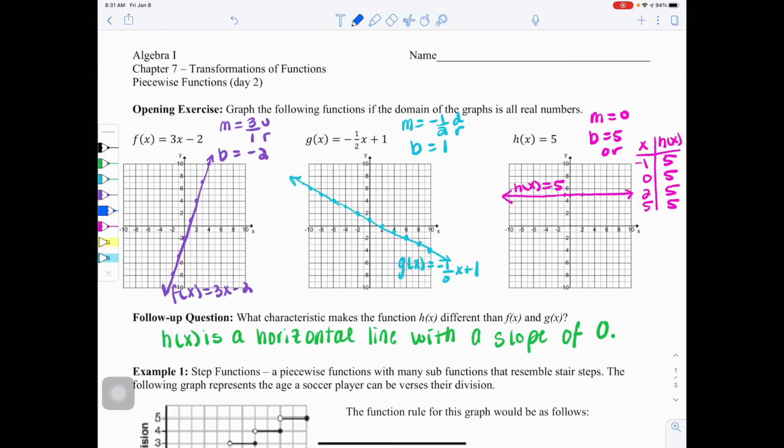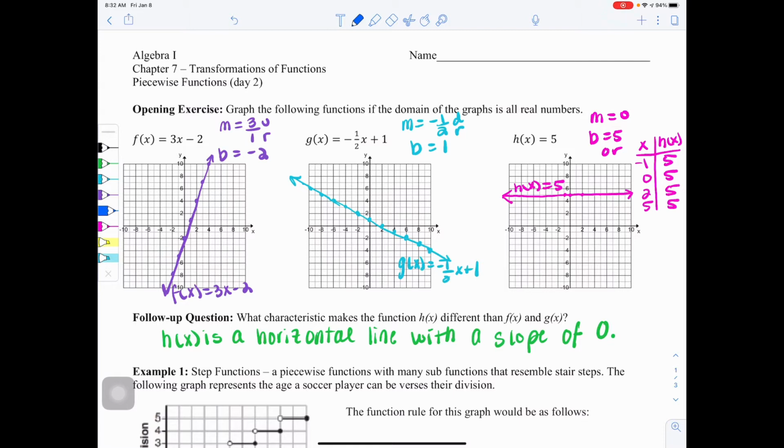So you've completed the opening exercise. Take a look at your pictures. For each one of these, they were in mx plus b form. So you will see for f of x and g of x and even h of x, I put the slope and the y-intercept. You must show some type of work in order for your graphing to count.